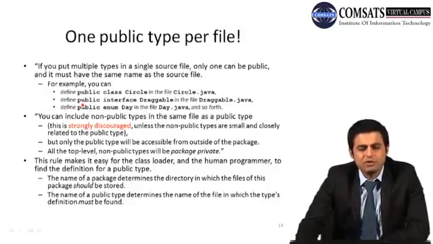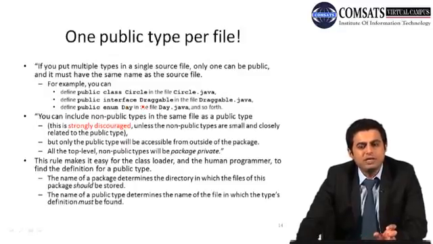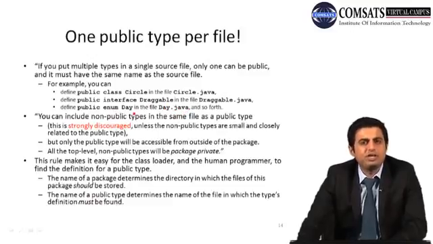Similarly, if you are going to have a circle.java file, then you should have public class circle in it, and if there is a draggable.java, then there is a public interface draggable. So this draggable file is going to have types for draggable. One type should have the same name as the file name. Define public enum day in the day.java. So day.java is going to have different enumeration types, and one of them should be named public enum day.